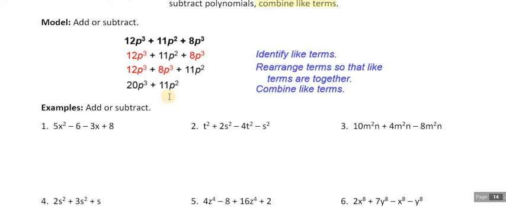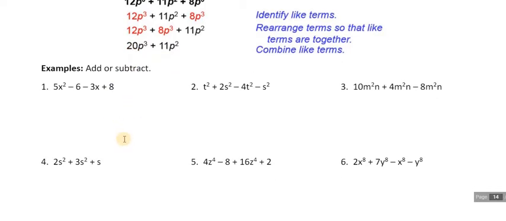Now, one of the recommended methods here is to rearrange so that we are technically in standard form, highest power down to lowest power, and our like terms are next to each other. So you'll see the model, we have 12p cubed plus 11p squared plus 8p cubed. We rearranged so that the 8p cubed was next to the 12p cubed, and then they came together to become 20p cubed. So we'll do that for a couple.